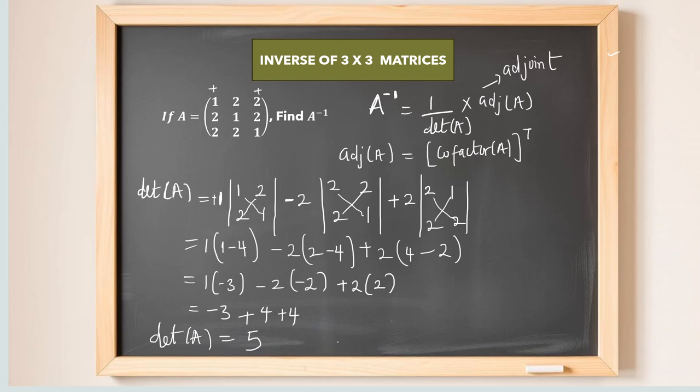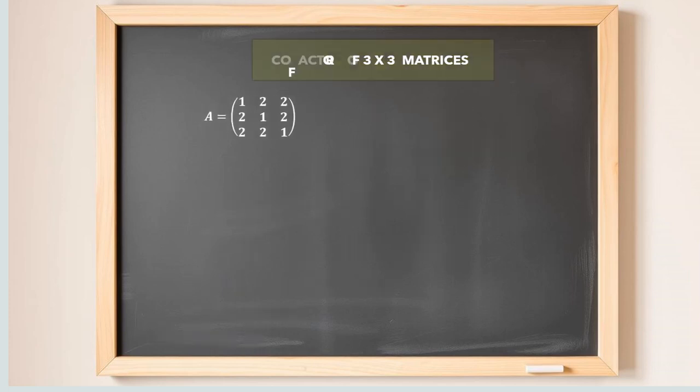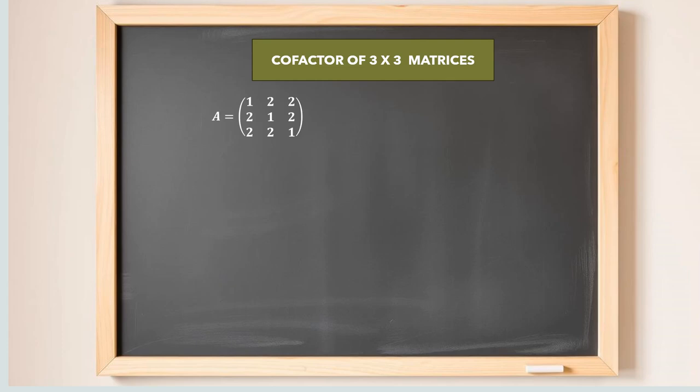Next is to calculate the cofactor of the 3 by 3 matrix. We've gotten the determinant of A to be 5. Then how do we calculate the cofactor of A? We're going to use the same approach we used, but there's something different in that. Now, for the cofactor of A, this is row 1, column 1, row 2, column 2. Let me just put something here.